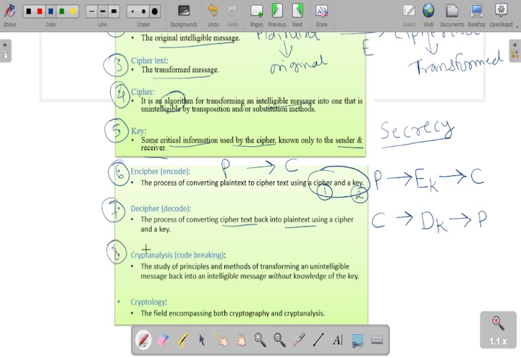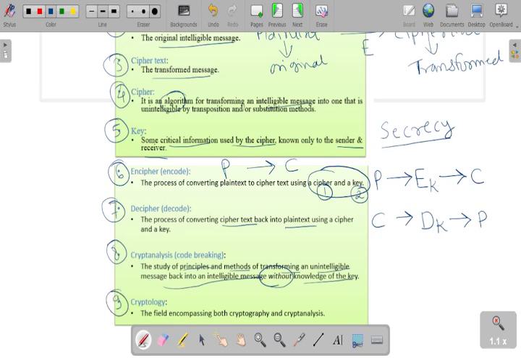Now the next term is cryptanalysis, that is code breaking. Here we follow some principles and methods, and by using them we do code breaking. That means we transform our unintelligible message back to its intelligible format without knowledge of the key. We don't have the key, and still we convert the unintelligible data into an intelligible message format. That is called cryptanalysis. It is also known as code breaking.